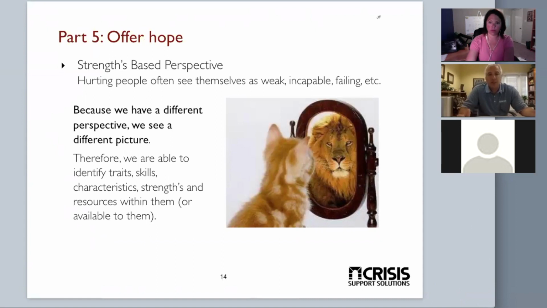It's called strengths-based perspective, and that's hurting people often see themselves as weak, so they're coming to you with no answers, and they're thinking, I don't know what to do. I don't know what foot to put in front of the next one. I'm not sure what's going on with me, whatever that may be. And especially those who are in a high 3, as they begin to come out of the traumatic part of it and are kind of able to listen, you're able to point some of those things out.